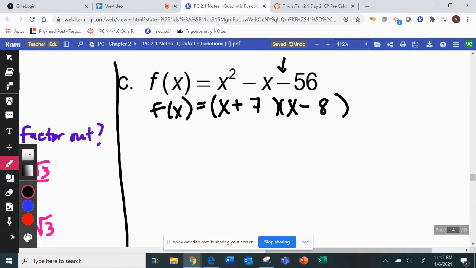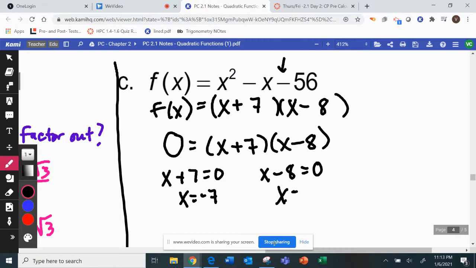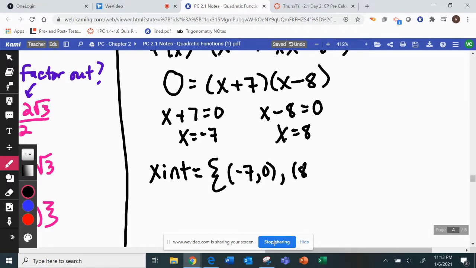So to find the x-intercepts when it is in factored form, we're going to make the y 0. And all we have to do is set each factor equal to 0, just like we were doing in trig. And so I get 2 x-intercepts. Well, I get 2 zeros, and now I have to write those as x-intercepts. So I'll take the smaller one first, which is negative 7, and then 8.